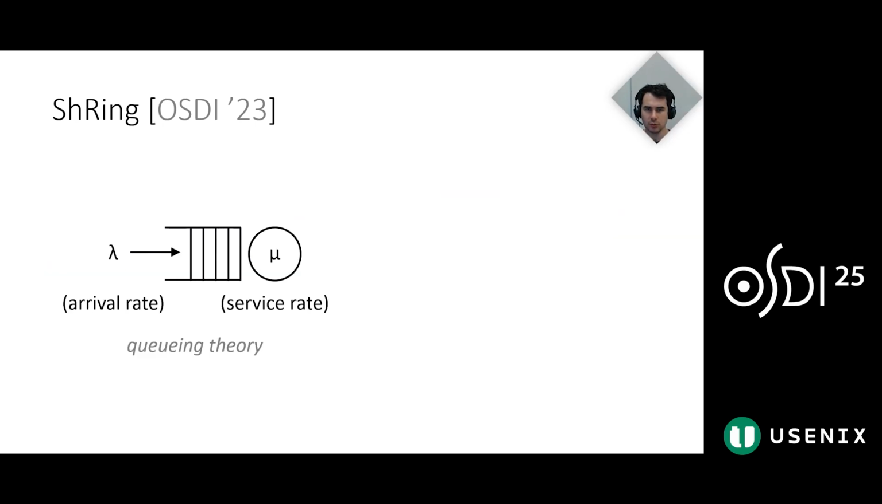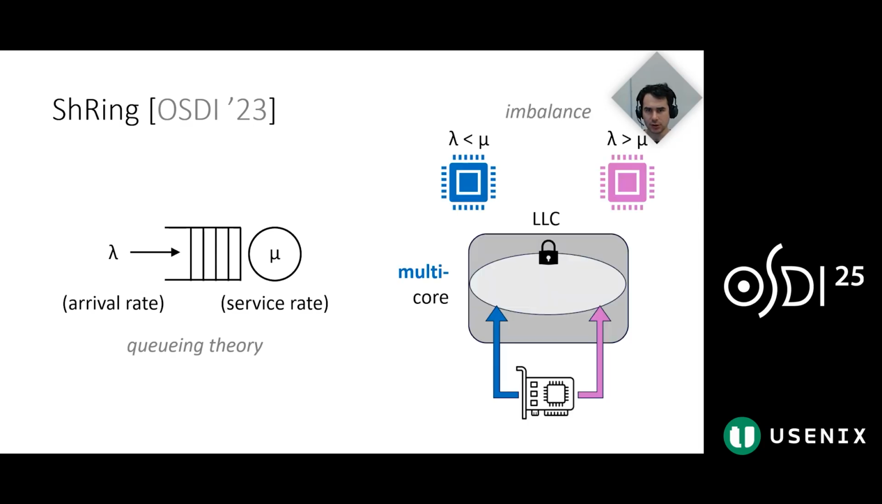The main problem with shRing is that due to a lack of isolation between cores, when the arrival rate exceeds the service rate, queuing theory dictates that the queue overflows. What this means for shRing is that when packets arrive from the network and one core's arrival rate is greater than its service rate, then the ring fills up with packets waiting to be processed by the overloaded core, resulting in packet loss for all cores sharing the ring.